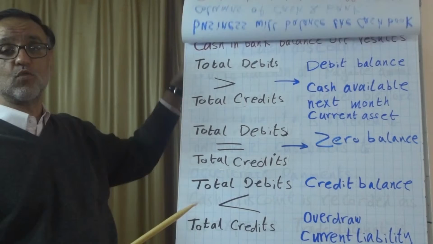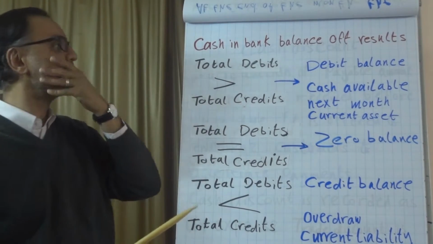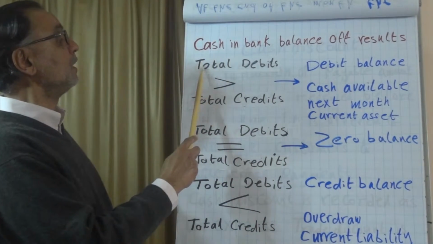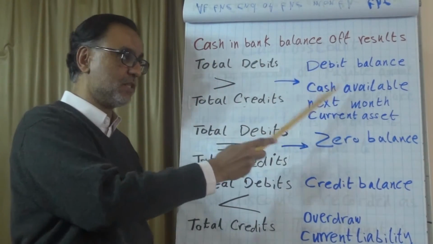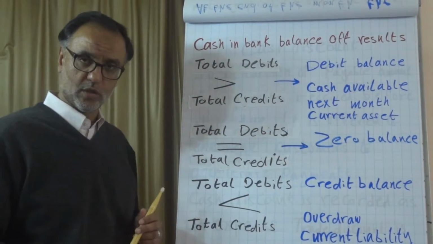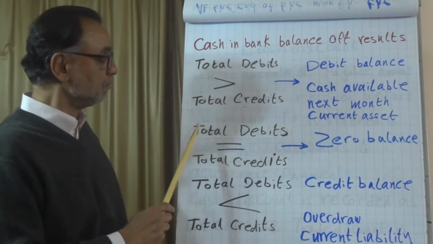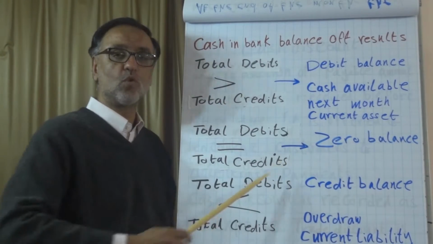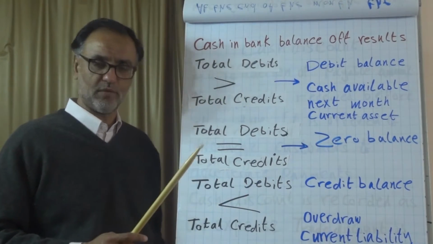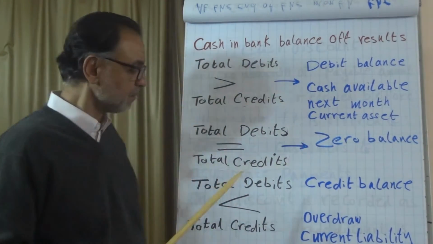We have three cases for cash in bank. We'll start with total debits greater than total credits, then we have a debit balance and the business will have cash available at the start of the next period. If total debits equal total credits, it's the same thing, zero balance, there is no cash available for next month. We have to find ways to raise money.